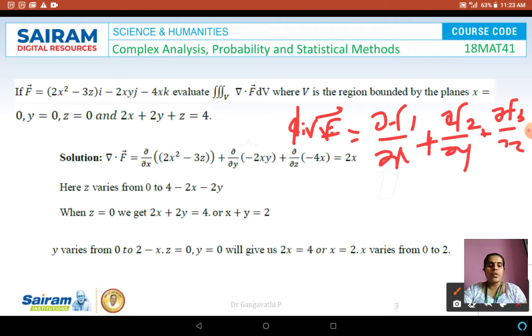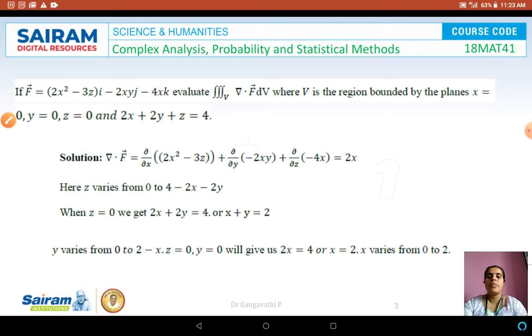So when we do so, it is dou by dou x of the first term, the i component, that is 2x² minus 3z, dou by dou y of the j component, and dou by dou z of the k component. Here it is given that z varies from z equal to 0 to the plane. Putting z equal to 0 here, you get 4 minus 2y minus 2x. So those are the limits for z. So straight away we can take z varies from 0 to 4 minus 2x minus 2y.